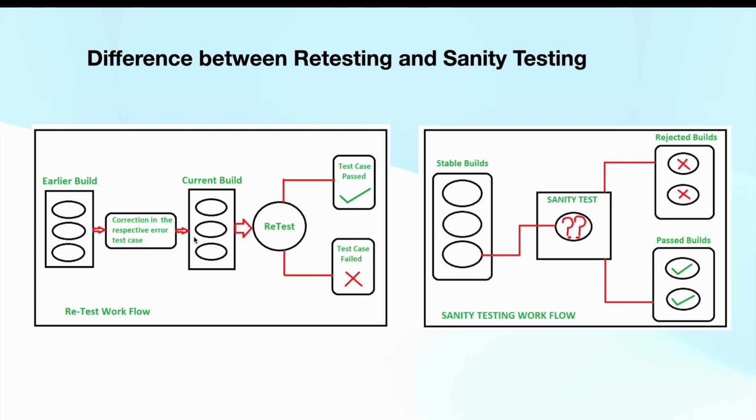After the current build, there are some fixes for a particular bug, and that will be in the retesting. So the tester will retest this. If the retest passes, then the test case is passed; if it fails, then the test case is failed. So this is called the retesting workflow.